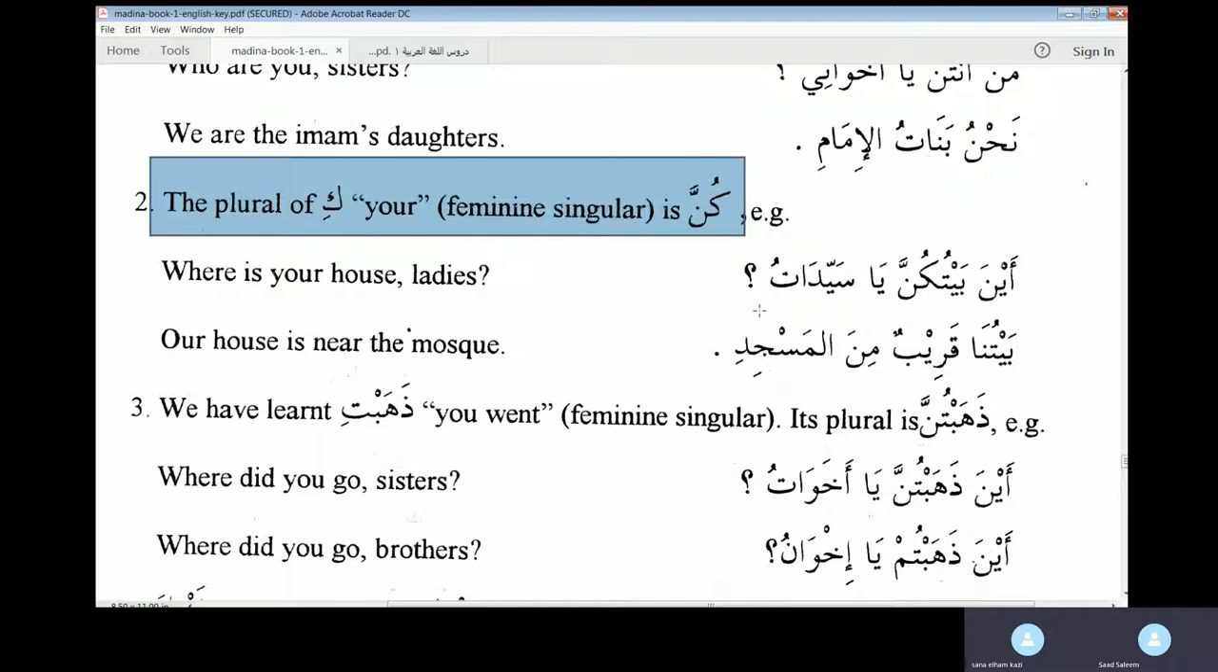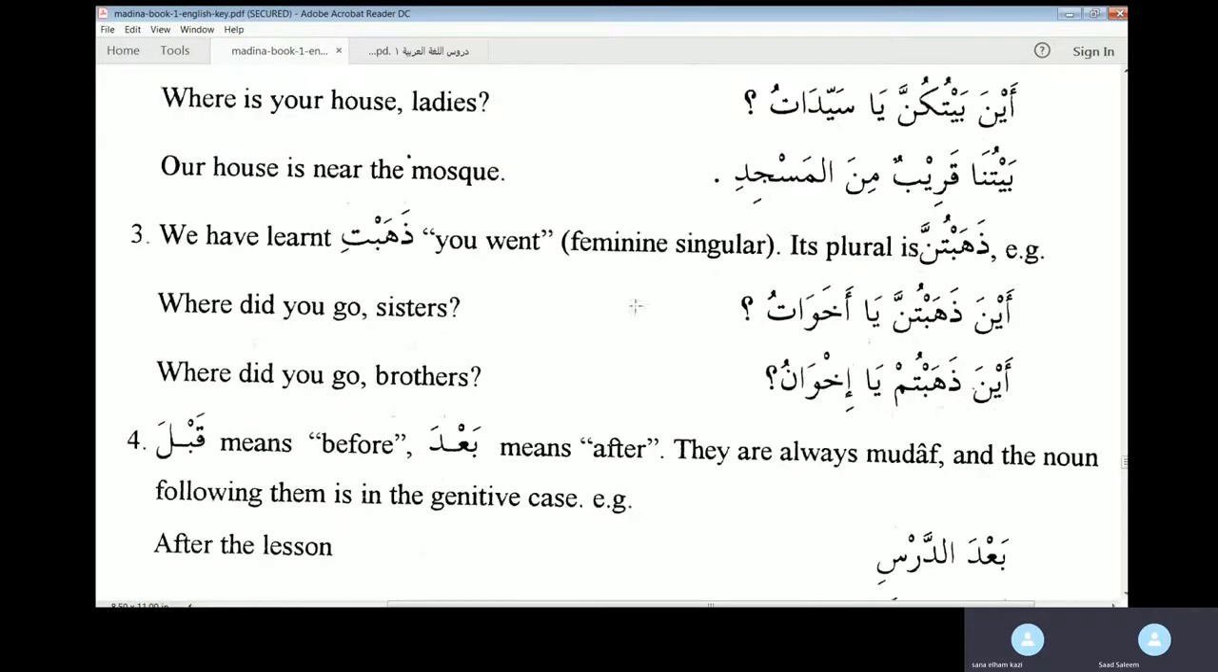Our house is near the mosque. Baituna qareebun min al-masjid. We have learned zahabti, you went. Its plural is zahabtunna.